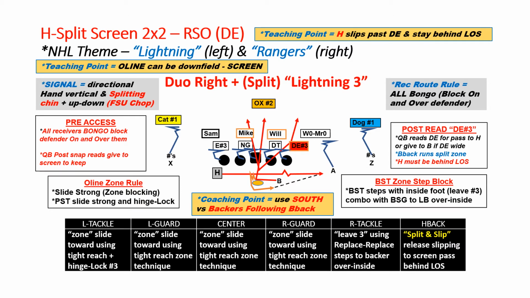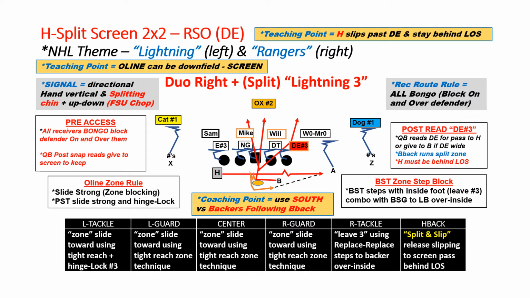What happens is the signal now is going to be that directional vertical hand doing the FSU chop, but coming out from the chin, splitting the chin. Anytime we have a hand signal around the bottom of the face, the chin area, that designates a screen for us. So now the receivers, the A, the Z, and the X are all going to block the man over them. We call this a bongo technique, block on and over defender.